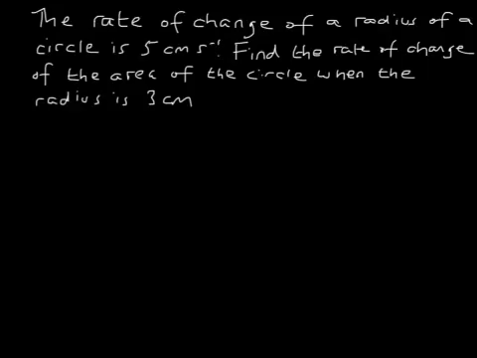This video is about rates of change. Here's an example. The rate of change of the radius of a circle is 5 centimeters per second. We need to find the rate of change of the area of the circle when the radius is 3.